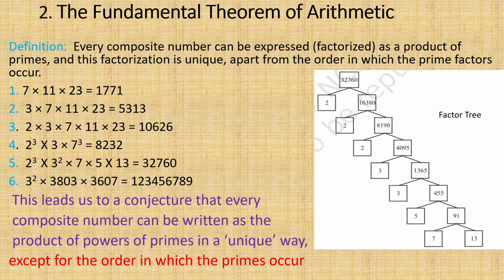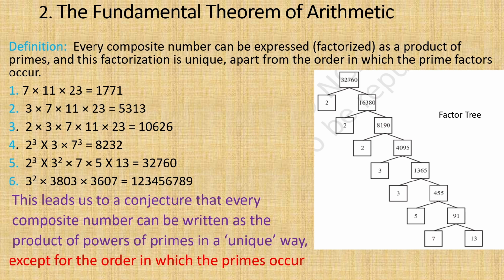Definition: every composite number can be factorized as a product of primes, and this factorization is unique apart from the order in which the prime factors occur. Once again I will say, every composite number can be expressed or factorized as a product of primes, and its factorization is unique, apart from the order in which the prime factors occur.